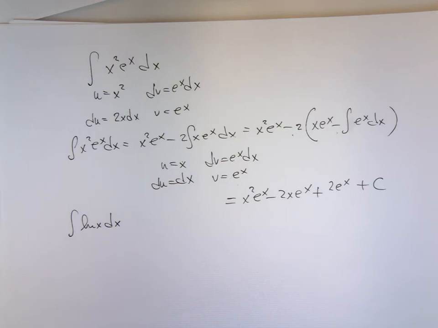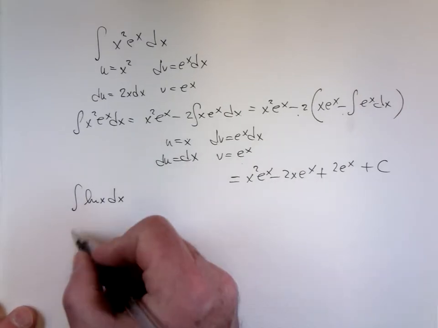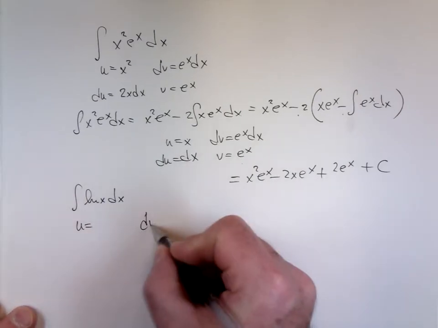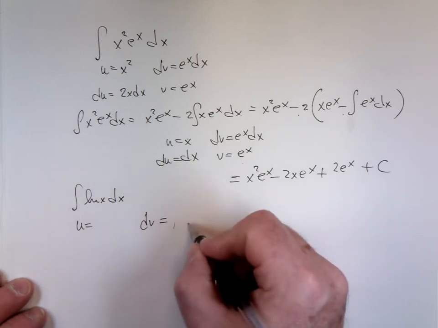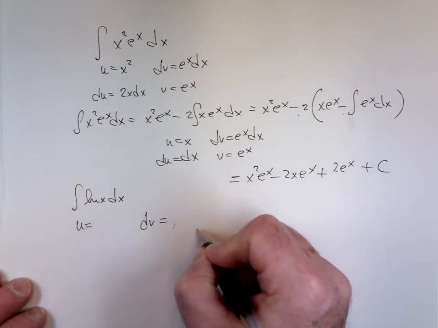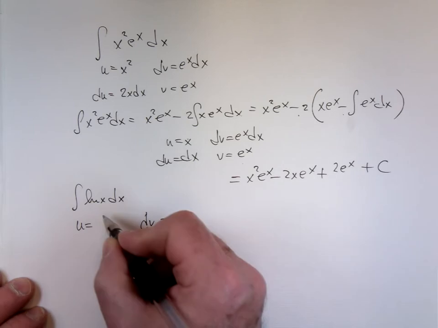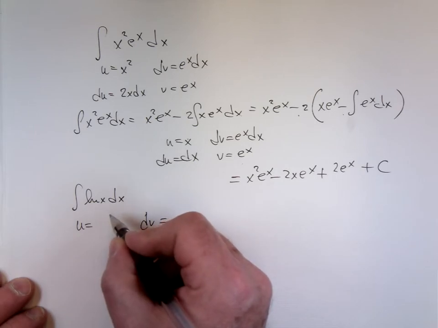It's by parts. So you let u equal, well, I'm going to ask you guys. Is natural log u? The thing is, if you put the natural log over here with dx, you're going to have to integrate it to find v. But that's the problem we've got right now, to integrate natural log. So that's kind of silly. So we're going to let u equal natural log x. The dv is going to be dx.